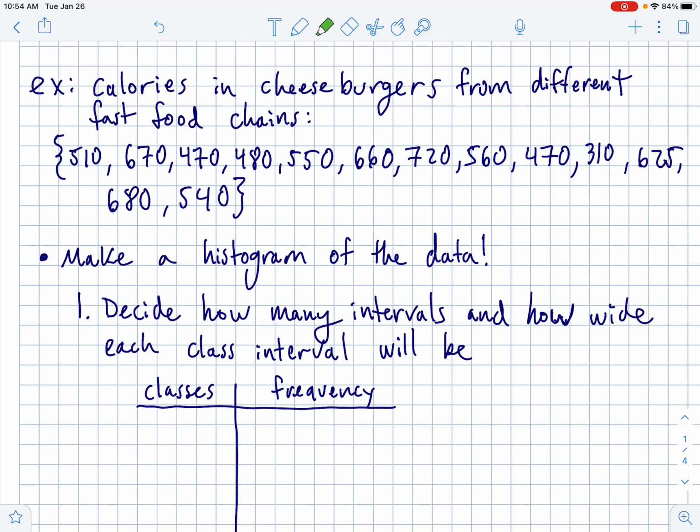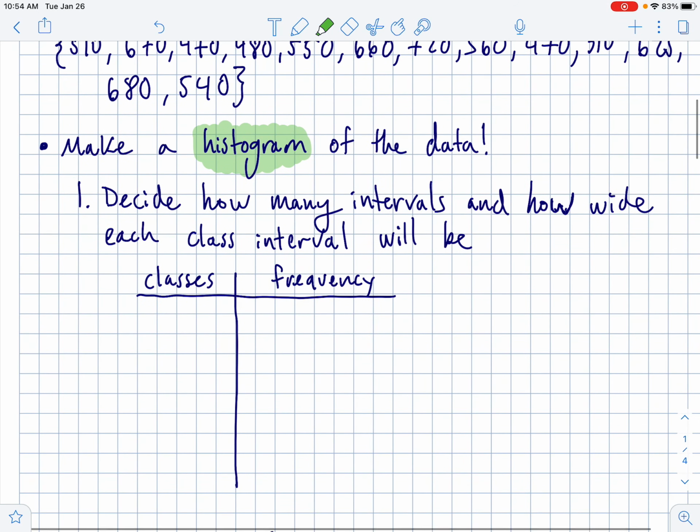But before we order it, we're going to make a histogram of the data. So remember, a histogram is kind of like a bar graph that doesn't have gaps in between the bars. And to make a histogram, you need to decide on class intervals for the x-axis. In general, how many intervals you have is kind of up to you as a statistician. The rule of thumb is between 4 and 7 or 4 and 8, somewhere in there. You wouldn't want to do 3, that's kind of boring, and you wouldn't want to do 10, that's a lot. So somewhere in between.